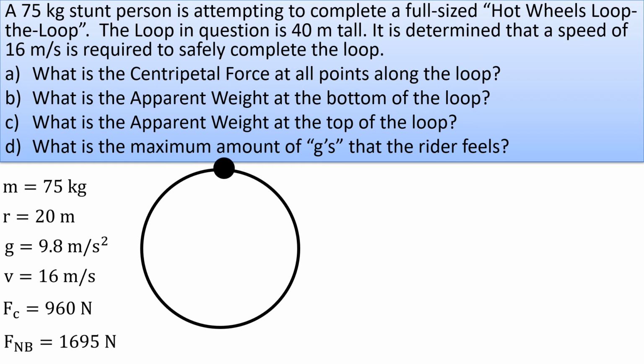At the top of the loop, you still have weight acting straight down, but now you might have some normal force also helping you out. There is a scenario where we'll do it in the next problem where we want the normal force to be 0. We want to feel exactly weightless at the top. But at this point, to be safe, they said that if you go at 16 meters per second, you'll be safe and you'll still be able to feel some force there.